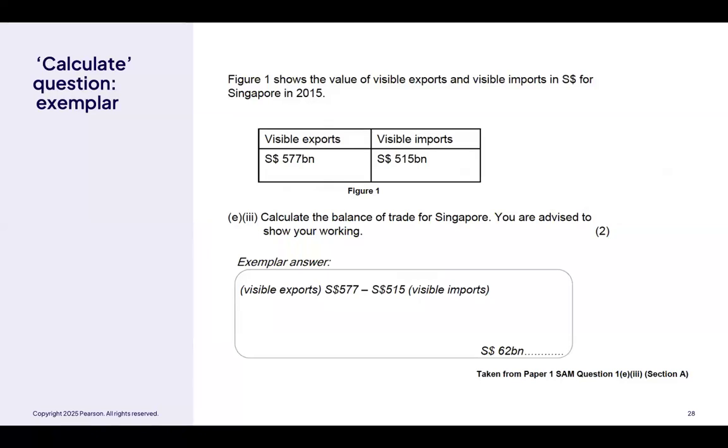I think I've got an example for you from a previous paper. In fact, I think this is from the sample assessment materials. So here was an example. Calculate the balance of trade for Singapore. You're advised to show your workings again. It's that word again. Calculate. How many marks is this worth? Oh, it's 2. There it is. This student has done their workings and they've got the correct answer on that dotted line.